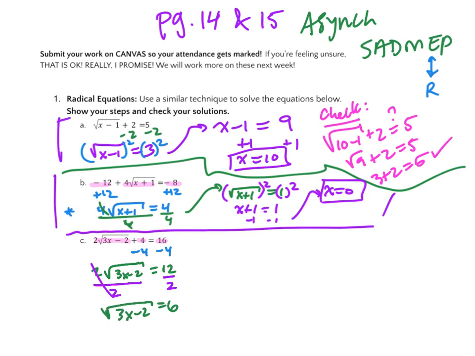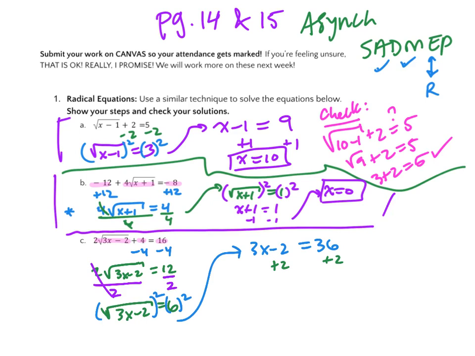Okay. So the next step to get rid of the square root, again moving through my checklist: addition, subtraction, multiply, divide, radical or exponent. So I'm going to square both sides. So now I have 3x minus 2 plops out, set equal to 36. And then I'm going to reset. So I'm going to add 2 to both sides.